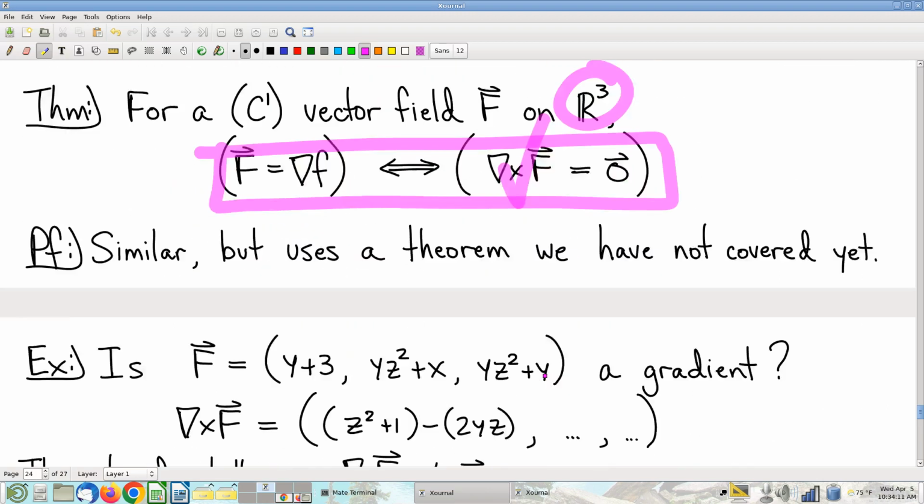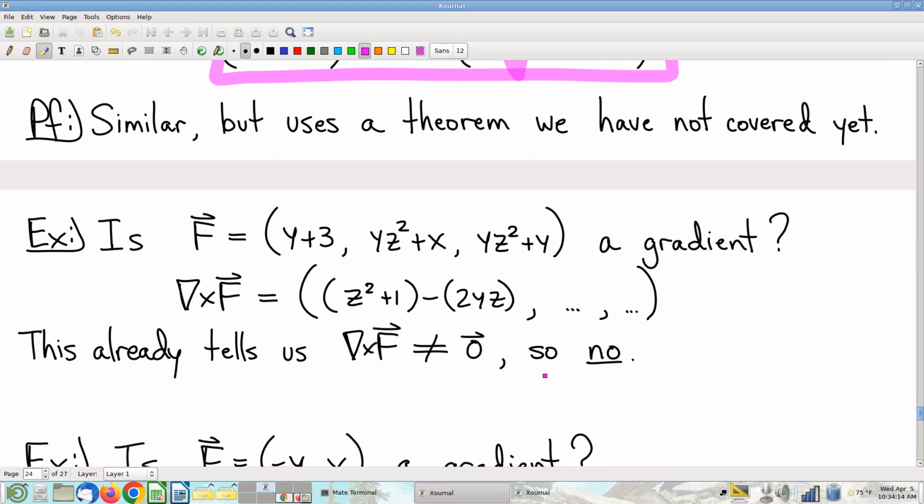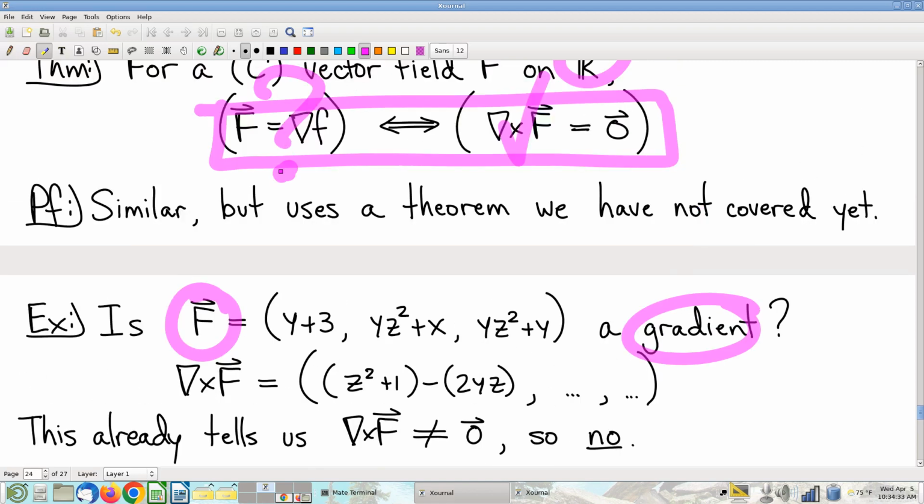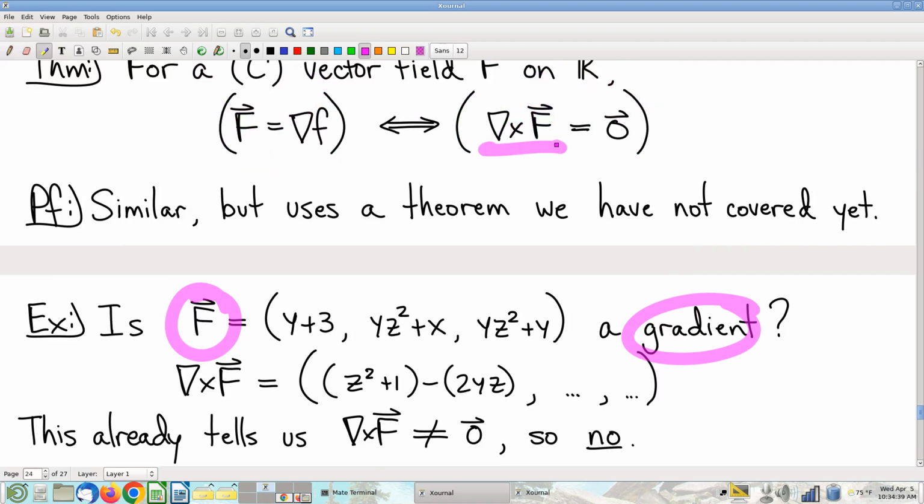All right, let's get our hands dirty. Let's do one. Here is a vector field. You'll note this is a 3-dimensional vector field because it has 3 coordinates, so we're in R3 here. The question being asked: is this vector field a gradient? So we're going to use our local test. We're going to compute curl, and then we're going to see if it's 0 or not. And whether or not it's 0, by which I mean the 0 vector, that will answer our question.